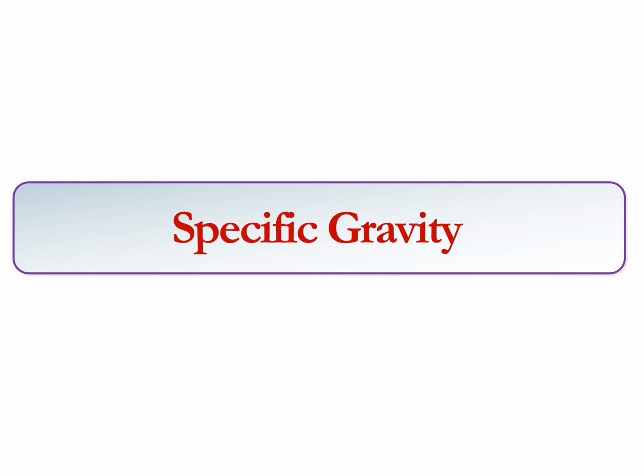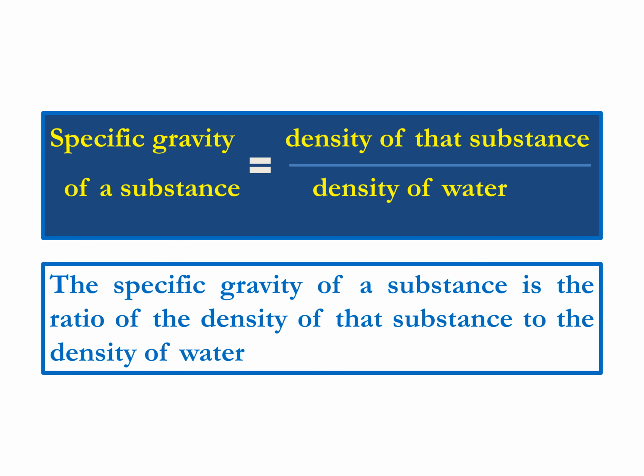So now we look at specific gravity. What is specific gravity? The specific gravity of a substance is the ratio of the density of that substance to the density of water. So, if you are asked to calculate the specific gravity of any substance, you simply divide the density of that substance by the density of water.